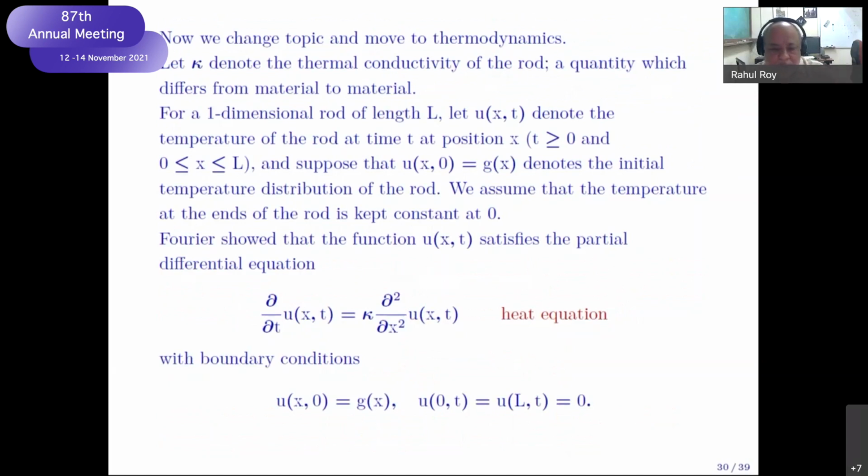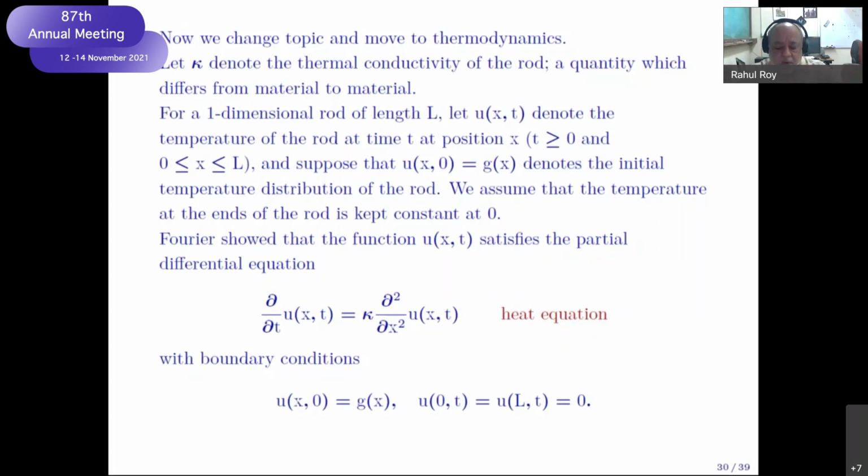So Brownian motion also comes in from a different perspective. In thermodynamics, around 200 years ago, Fourier constructed the heat equation, given at the bottom of the page: the partial with respect to t of u of x,t is kappa times the second partial, del square del x square, of u of x,t. And this kappa is the thermal conductivity of a rod, and it varies from metal to metal.